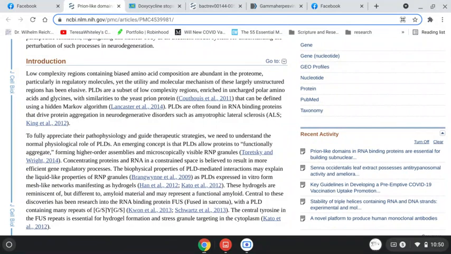sclerosis, ALS. To fully appreciate their pathophysiology and guide therapeutic strategies, we need to understand the normal physiological role of PLDs. An emerging concept is that PLDs allow proteins to functionally aggregate, forming higher order assemblies and microscopically visible RNP granules. Concentrating proteins and RNA in a constrained space is believed to result in more efficient gene regulatory processes.